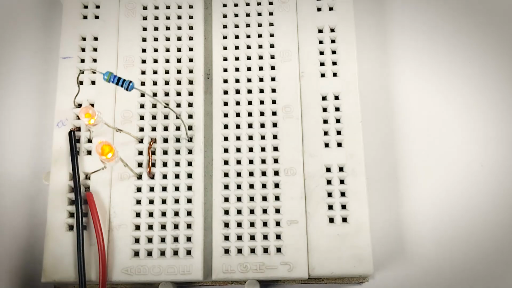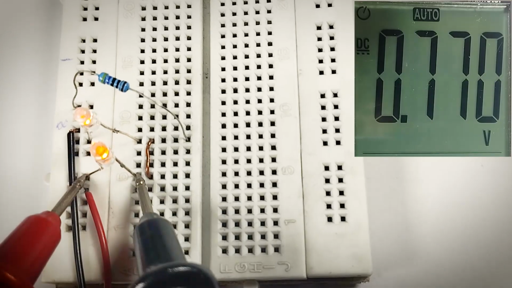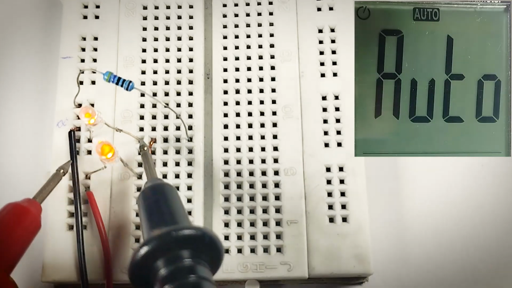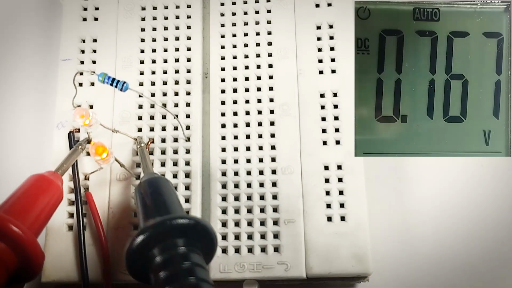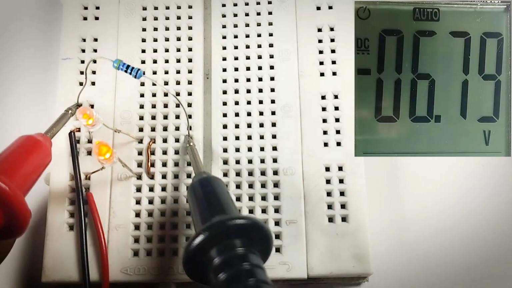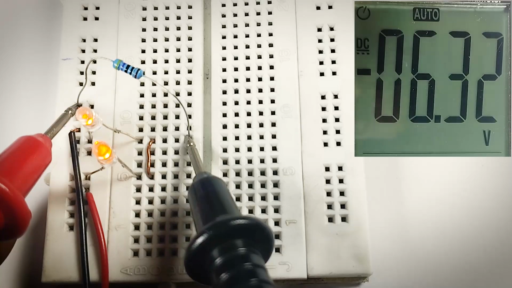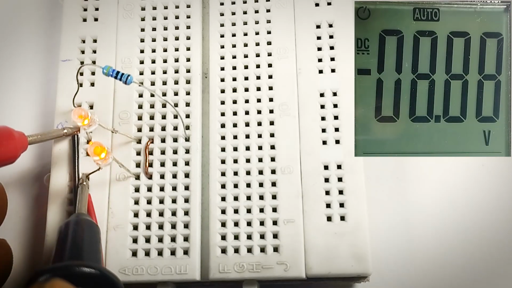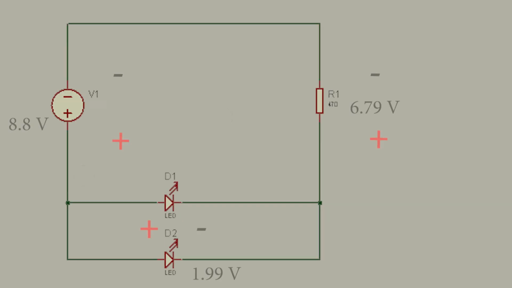So let's place two LEDs in parallel. Okay, so we see across them we have approximately 2 volts on each of the LEDs, and across the resistor we have approximately 6 volts. Okay, so let's read the voltage across our battery. So across our battery, the voltage across our power supply is approximately 8 volts. If we sum these voltages together, we have 0.